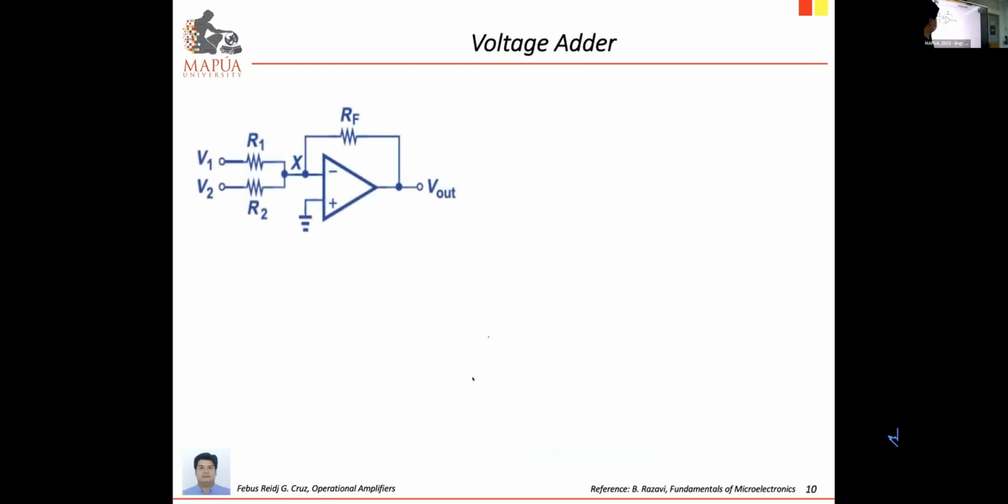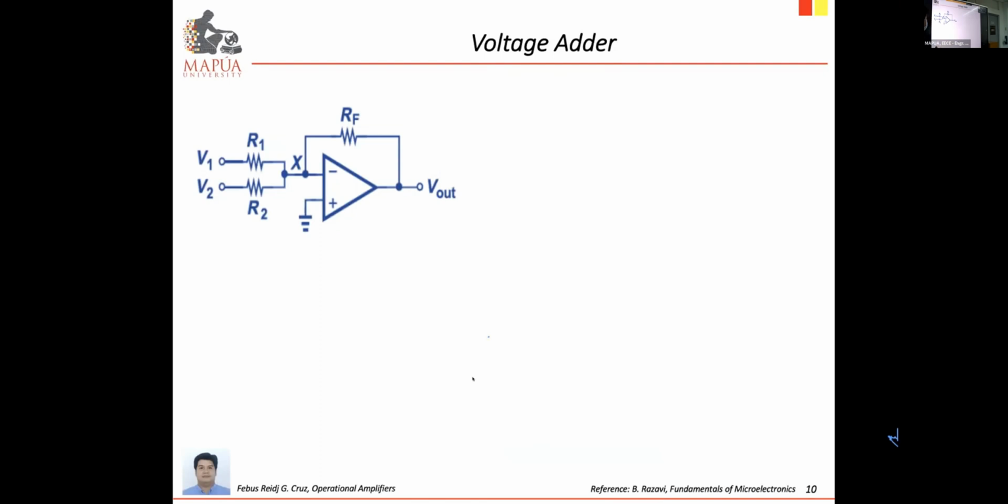Okay. Another circuit, we have the voltage adder. So instead of having just a single input resistor, we can connect a parallel resistor with another input. So this will give us an adding or summing amplifier. You can actually add more parallel components and you can add more signals. So it is not limited only to 2 inputs.